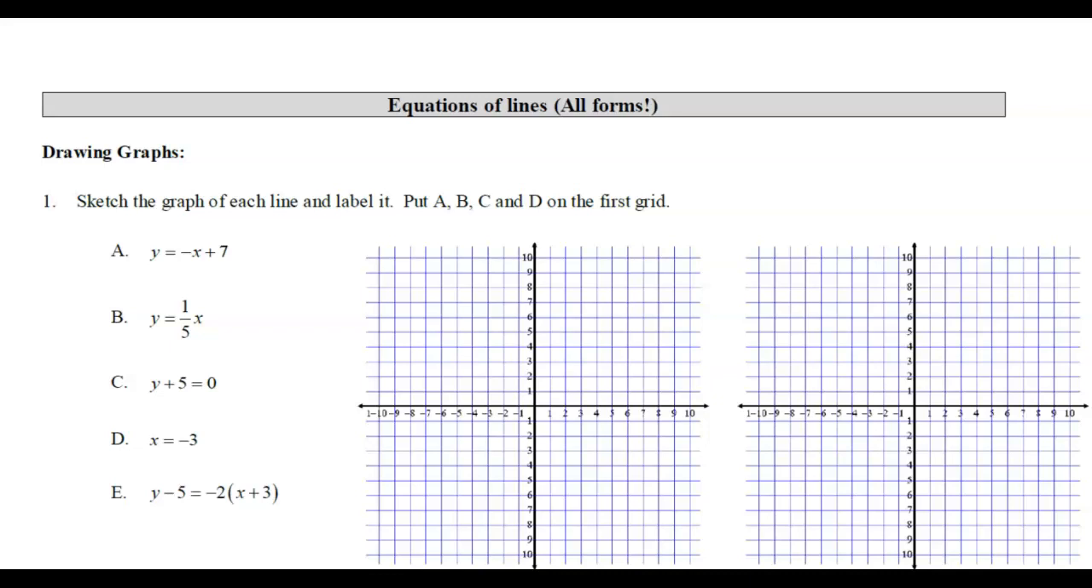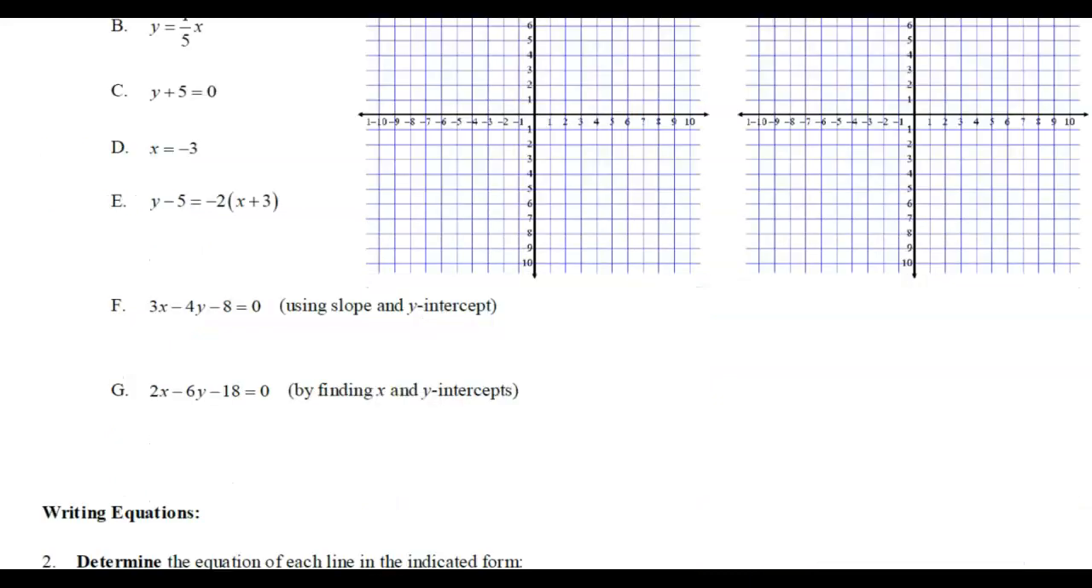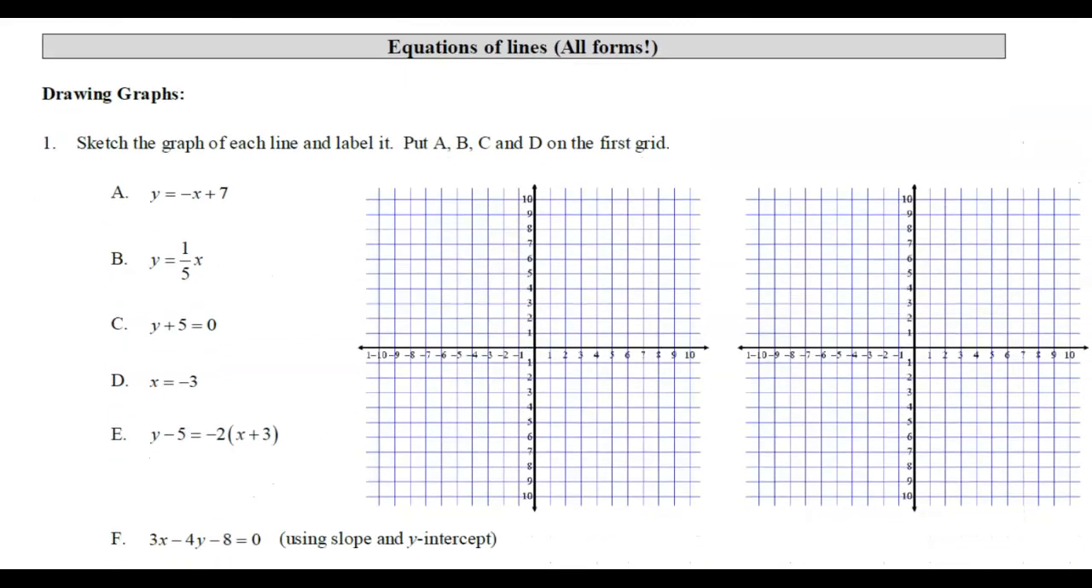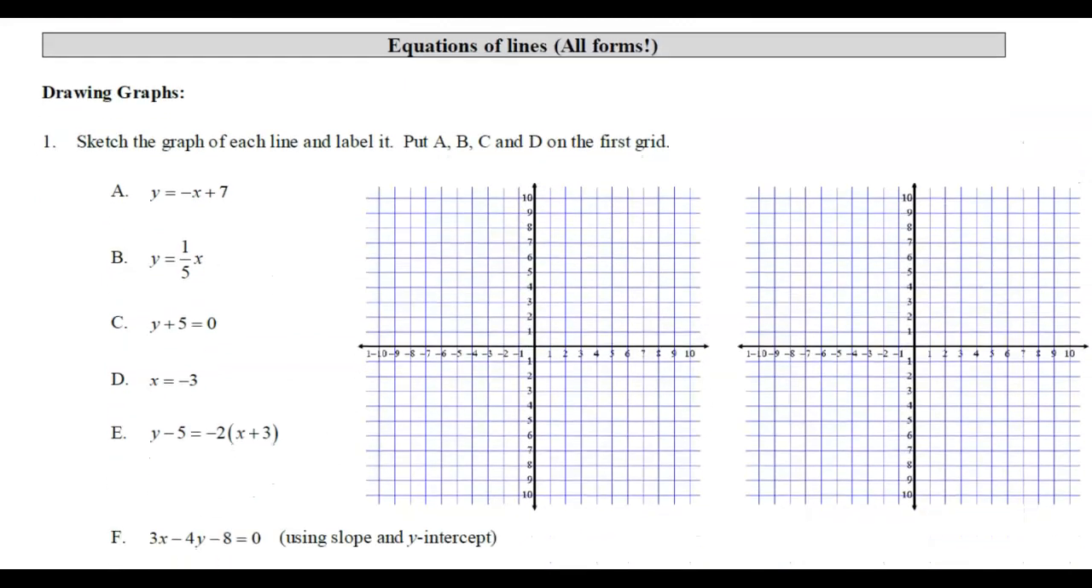So it says, sketch the graph of each line and label it. Put A, B, C, D on the first one, and then the rest on the second. So they're not all on the same one. So take a look here.